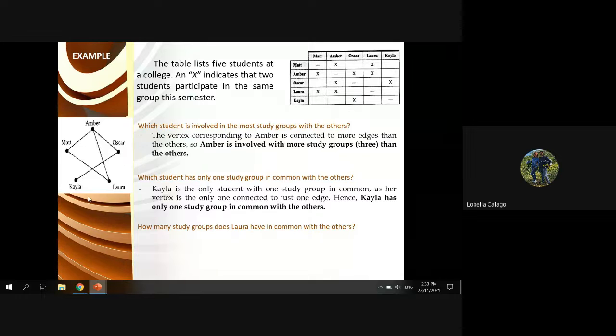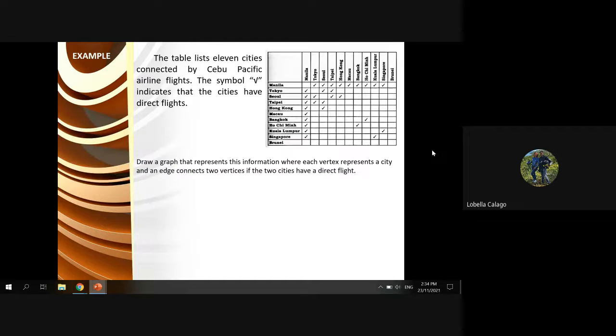And how many study groups does Laura have? So look for Laura and we can find that it has two line segments. And at the same time, meron siyang two edges. So Laura shares two study groups with others. So ganun lang yung pag-answer sa graphs. Ayan. Ito ay basic. Introduction pa lang yan sa ating mathematics of graphs.